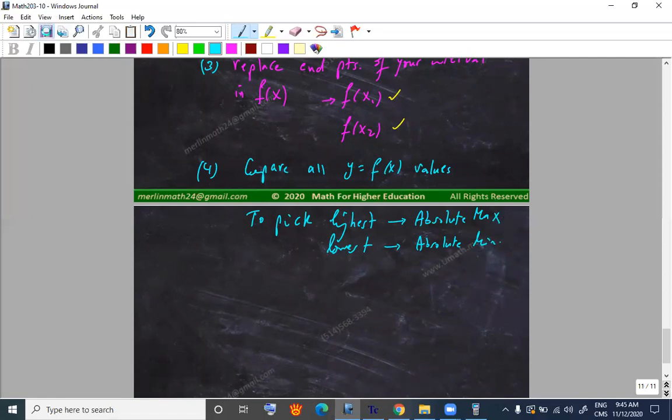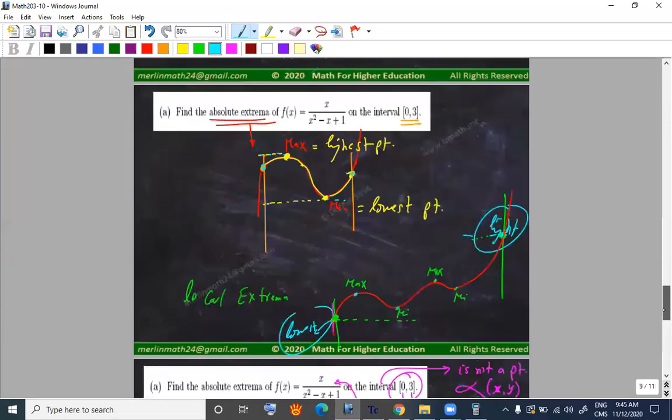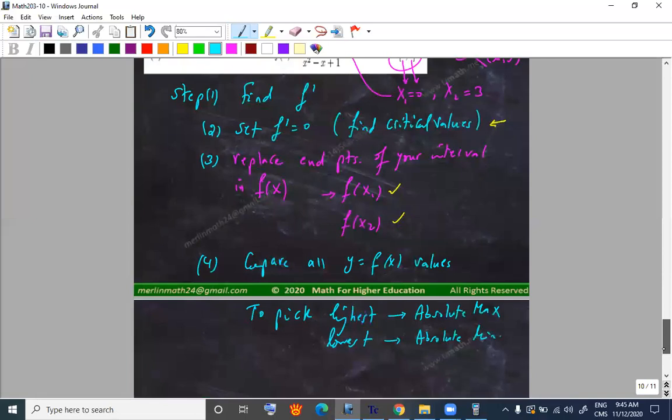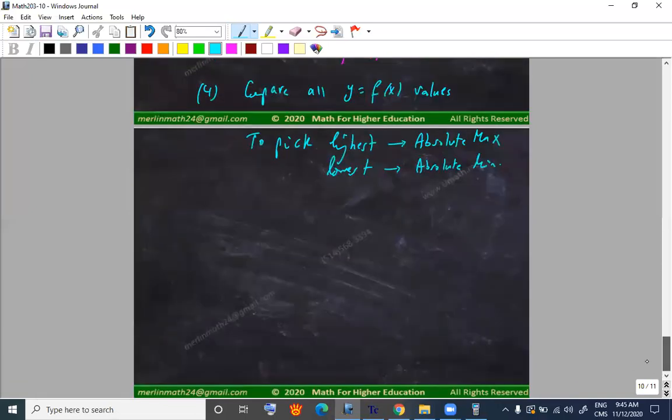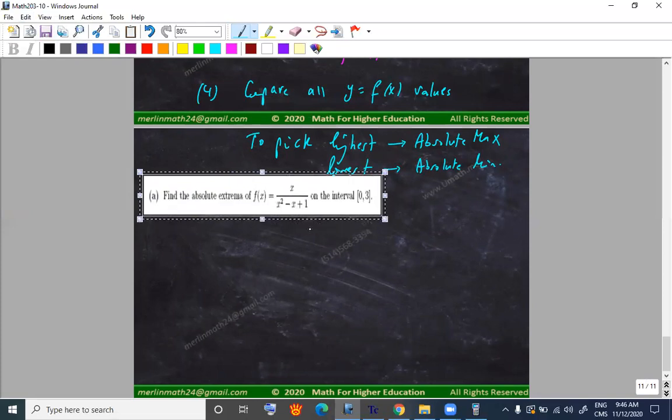Any question? No. I didn't solve anything yet, because I gave you the theory behind it and the steps. What should you do? You have 4 steps. Let us solve it. All right, let's do it. So go ahead, find the derivative. Now it's a quotient rule. So I want to apply the steps now.